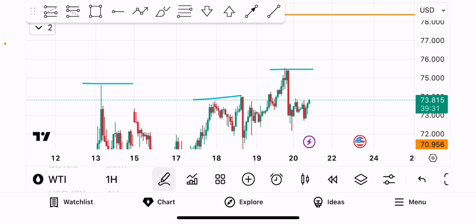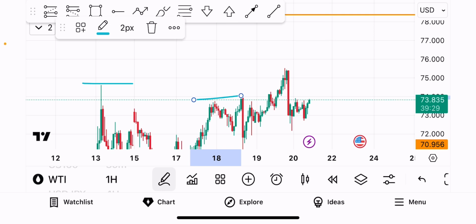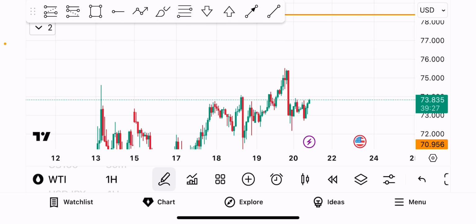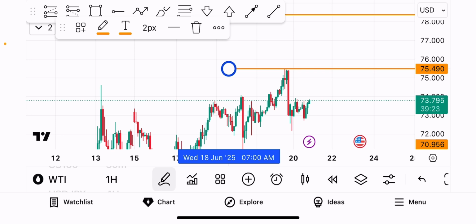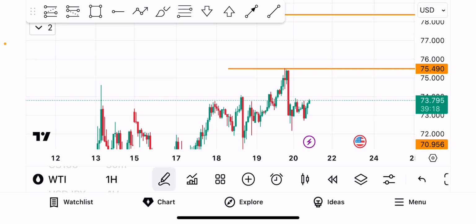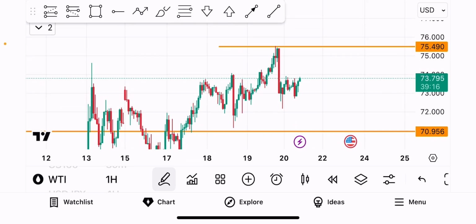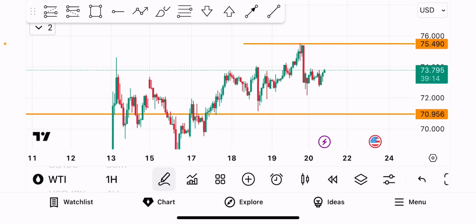Okay, so in today's trading session, we are waiting for price to pull back to this high. Okay, so from that high, we can then start to spot a sell opportunity. So we are looking forward to selling US oil today.